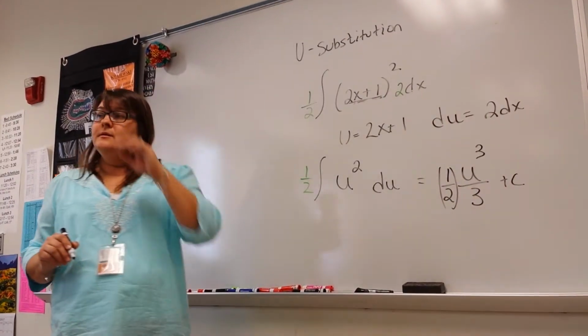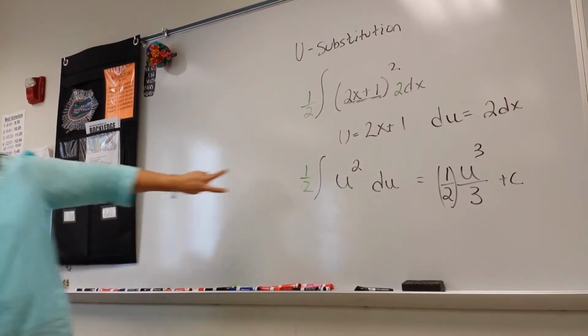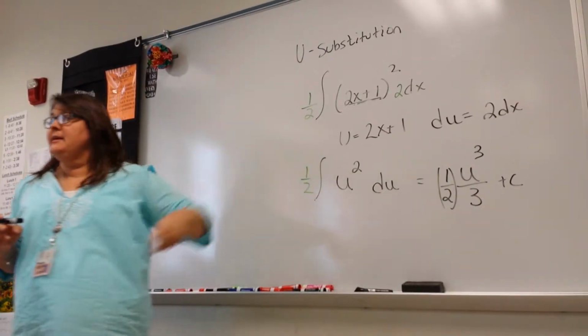Why do we have to put a C for? Because I don't have an a and a b, so I need a c.